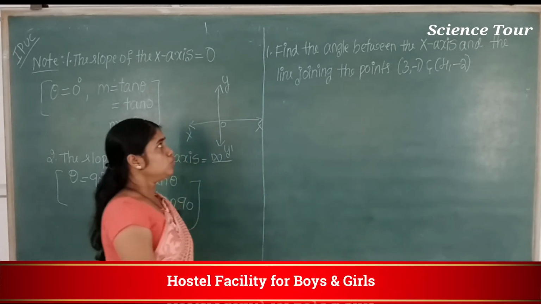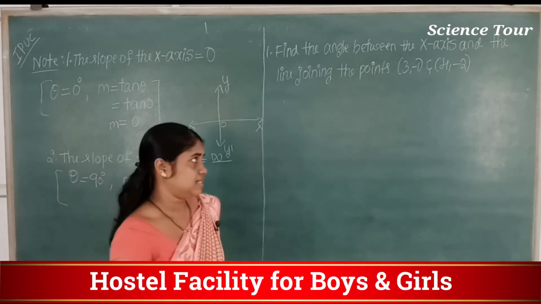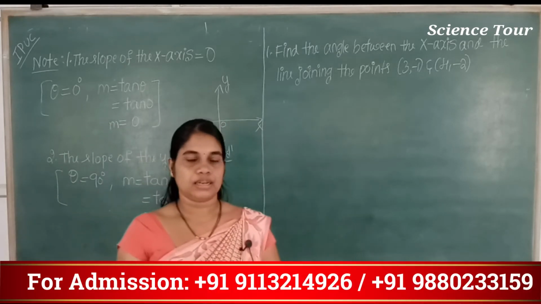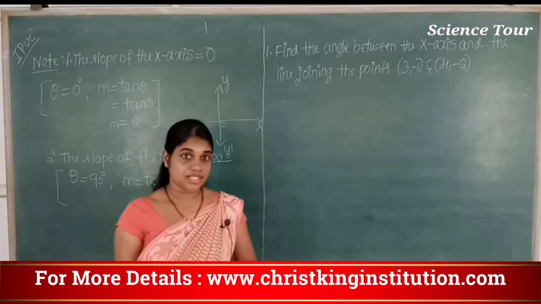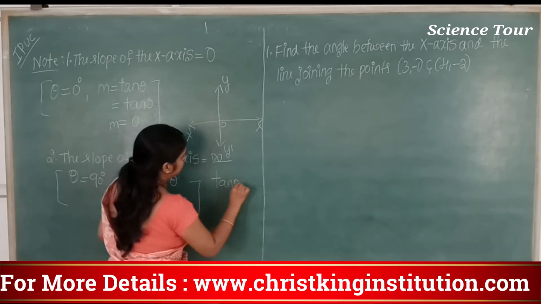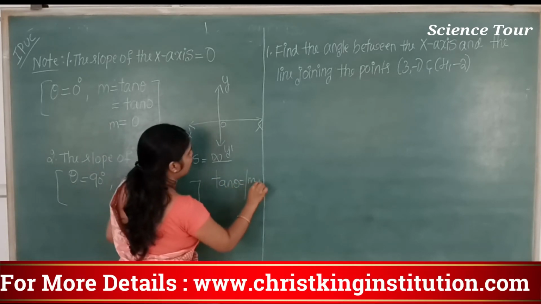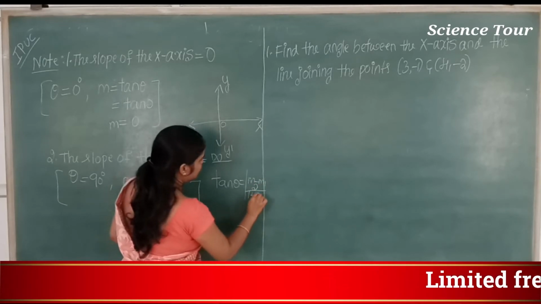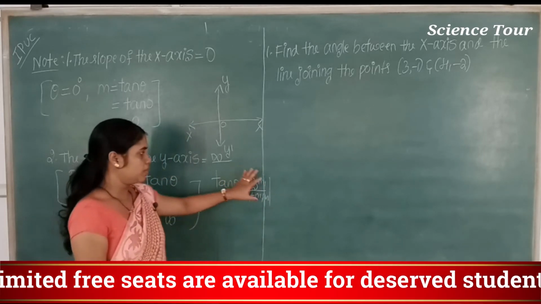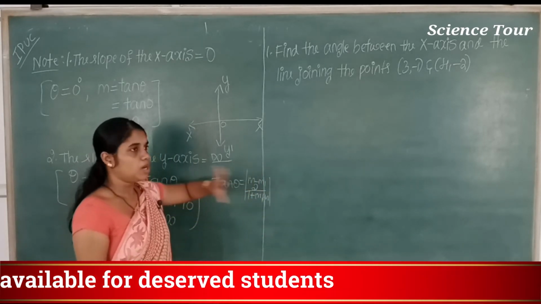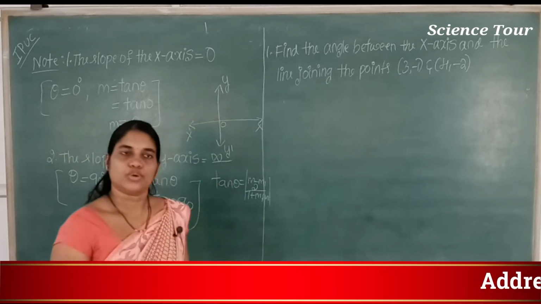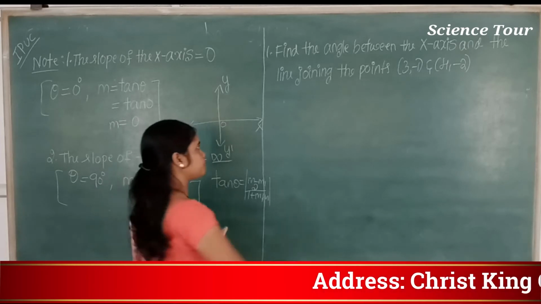So how to find the angle between the x-axis and the line joining the points? If they ask for an angle, then suddenly you have to remember one formula that we studied in your previous session: tan theta is equal to modulus of m2 minus m1 by 1 plus m1 into m2, isn't it? You have to remember this formula. We'll use this formula only when they ask to find the angle between any two lines. So we'll come to the question now. Solution.